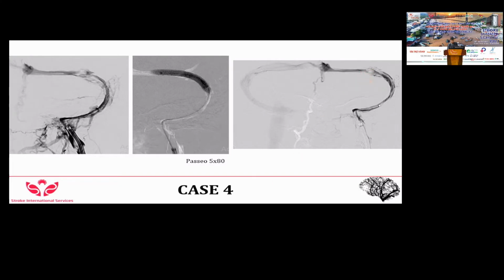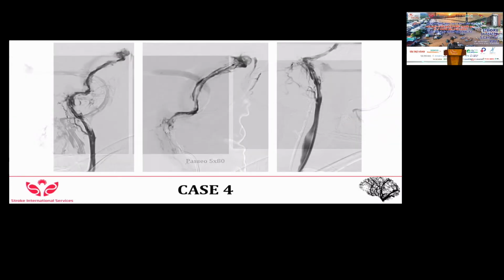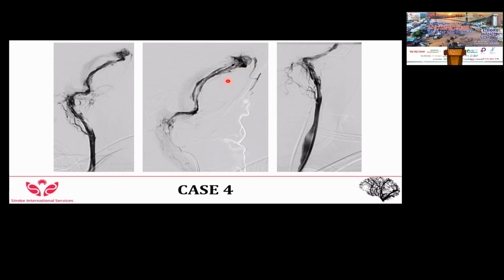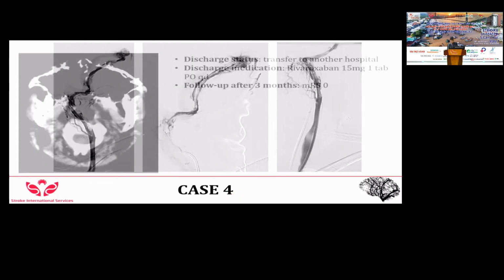And on the right side, you can see the flow can go from the lateral sinus to the sigmoid sinus. And then the final result showing the recanalization of the lateral sinus to the sigmoid.